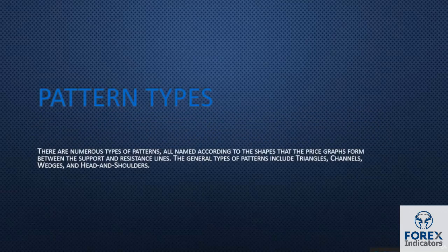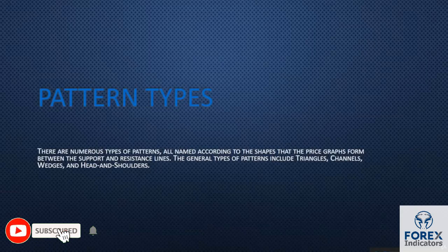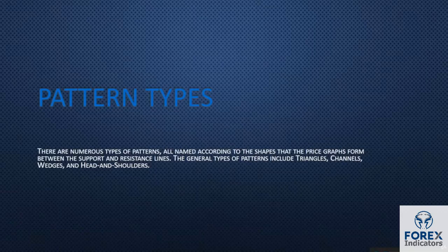So basically, chart patterns are just patterns that appear in price movement on charts. There are numerous types of patterns, all named according to the shape that the price graph forms between the support and resistance lines. The general types of patterns include triangles, channels, wedges, and head and shoulders.